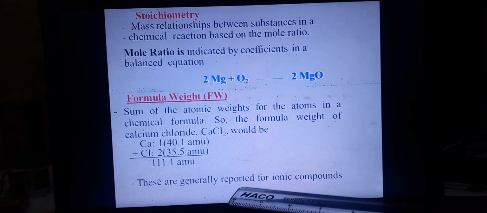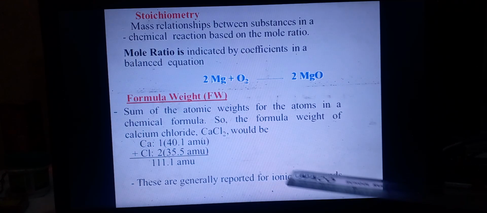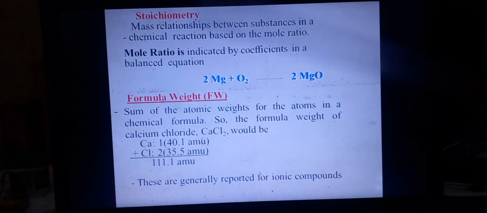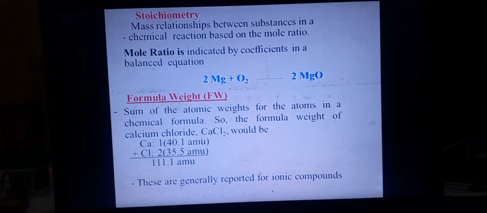So these are generally reported for ionic compounds. So when you talk about ionic compounds, we get their formula weight. They talk about relative formula mass in that case.